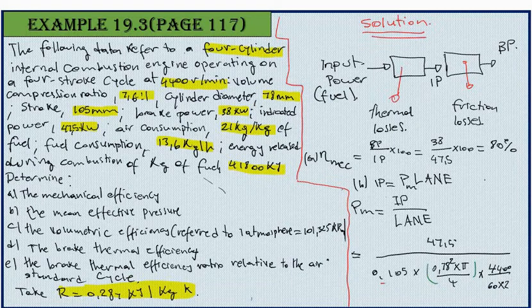As it is specified here, we have a 4-stroke engine. For a 4-stroke engine, we have one firing stroke per two revolutions. So that's why we have divided by 2.